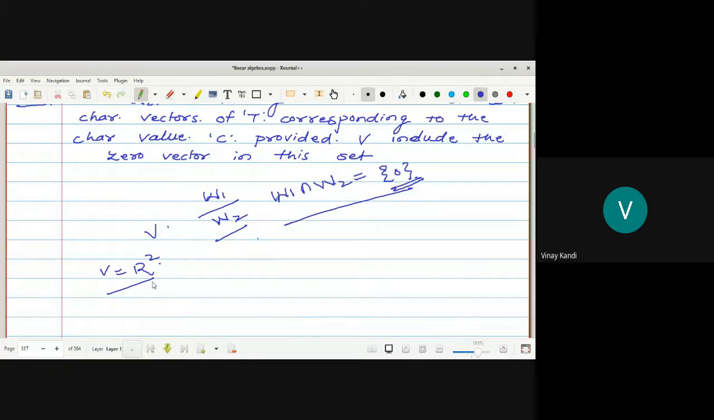Suppose V is equal to R2. And suppose W1 is equal to alpha belongs to R2 such that, wait a minute, how will this come?